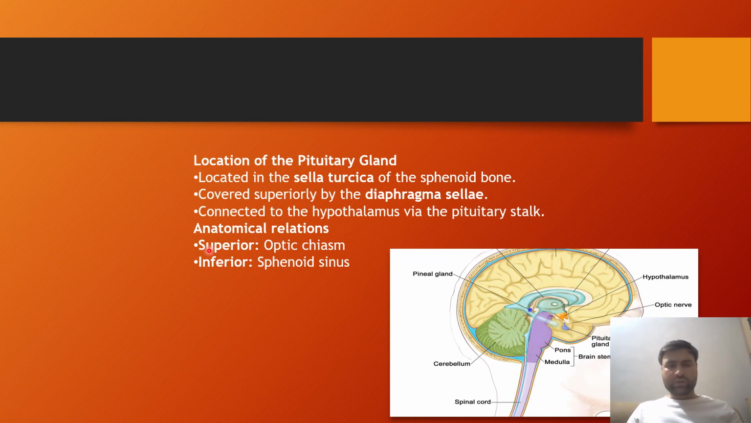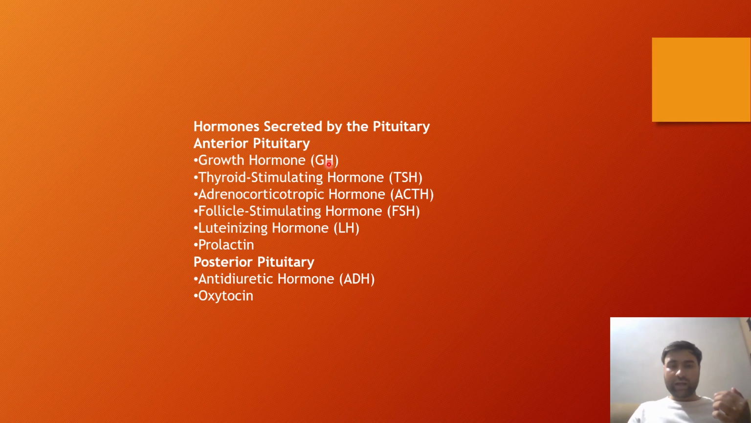Its anatomic relations are: superiorly optic chiasm is present, and inferiorly sphenoid sinus is present. That's why when the pituitary adenoma is present, it causes compression on this optic chiasm and leads to bitemporal hemianopia. So what are the hormones that are secreted by the pituitary?